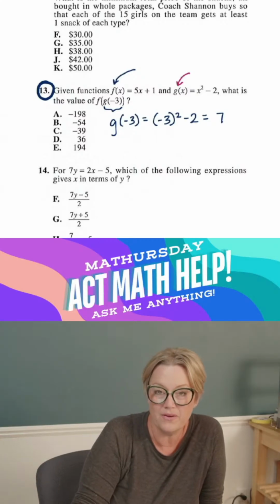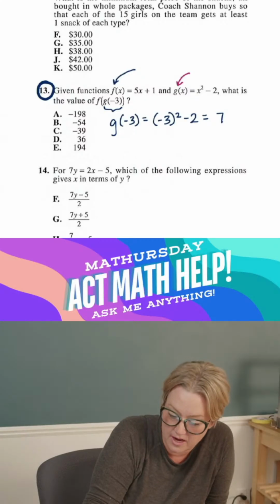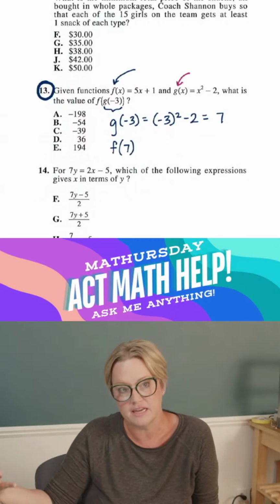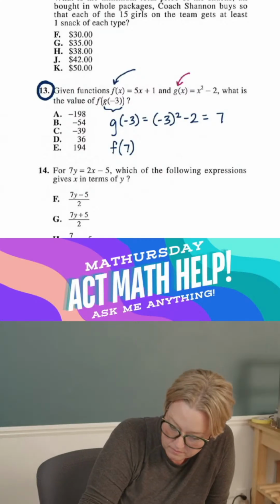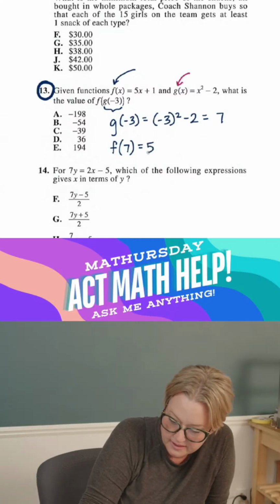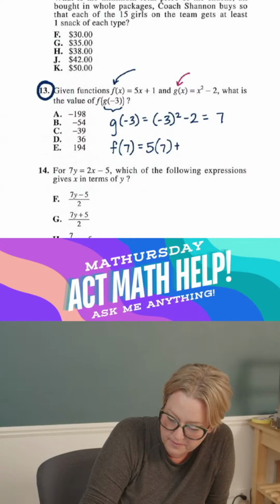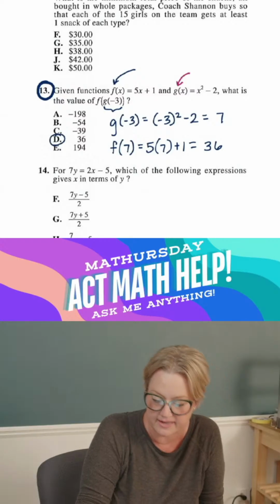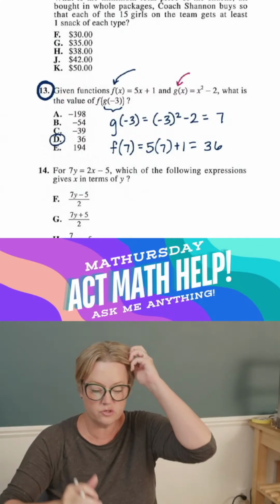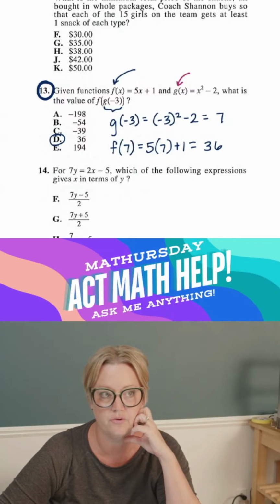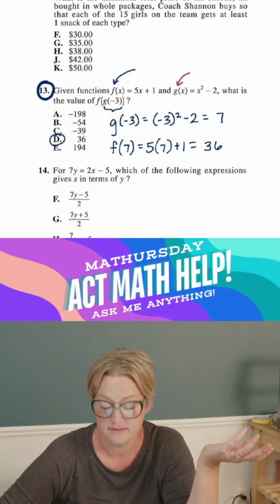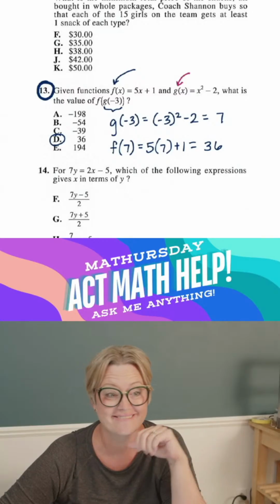So we're going to put that into function f. We're going to say f of 7, because again, 7 is g of -3. So f of 7 is 5 times 7 plus 1, which is 36. So our answer is D. Excellent job. This is just a really good glimpse into what we do for function notation.